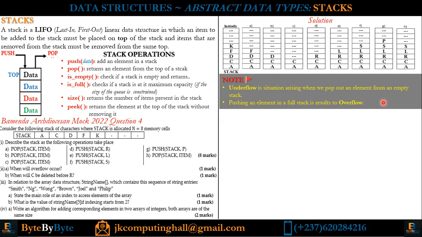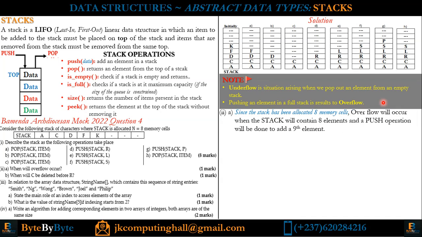Now, the question says, when will overflow occur? Now that we know what overflow is, since the stack has been allocated 8 memory cells, as you can see here, they say the stack is allocated n equals 8 memory cells. Yes, so don't ask yourself where the 8 is coming from. This is here. It is given in the question. So since the stack has been allocated 8 memory cells, overflow will occur when the stack will contain 8 elements and a push operation will be done to add a 9th element.